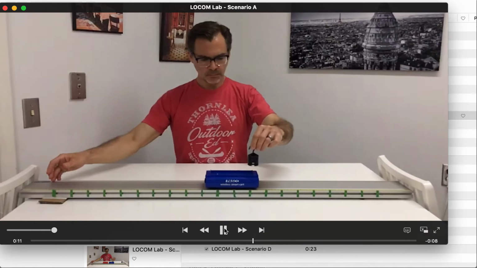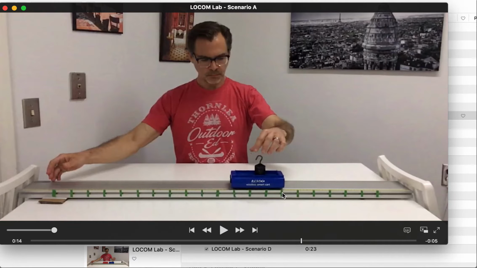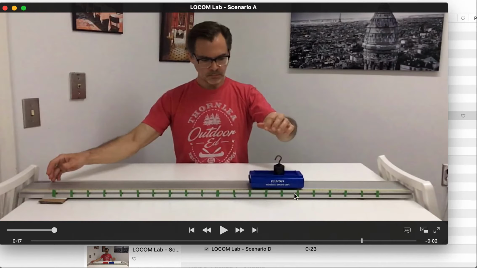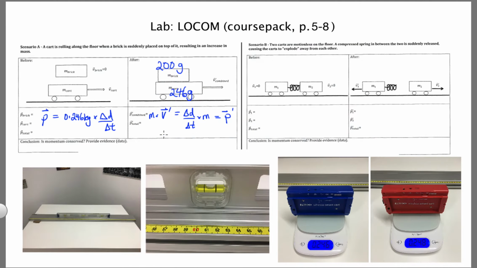and then the collision happens right now when the front of the cart is here, and then maybe you could measure the 5 centimeters, the time to there, and that'll give you an idea of the velocity after. And then you can ask yourself, conclusion, is momentum conserved? Look at the momentum here, look at the momentum there, and make a conclusion. All right? Let's move on to scenario B, which is kind of fun.